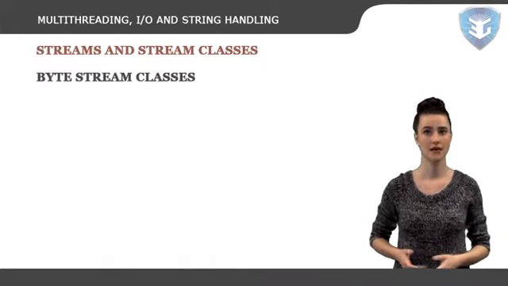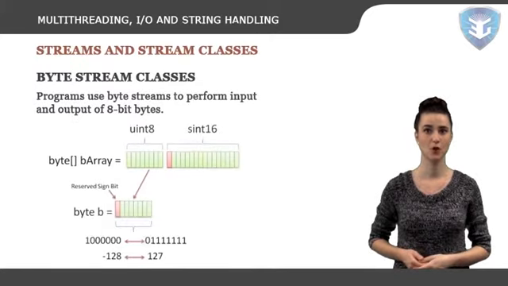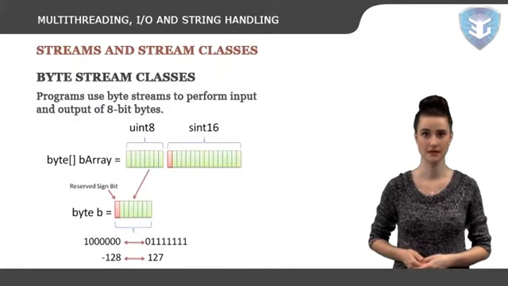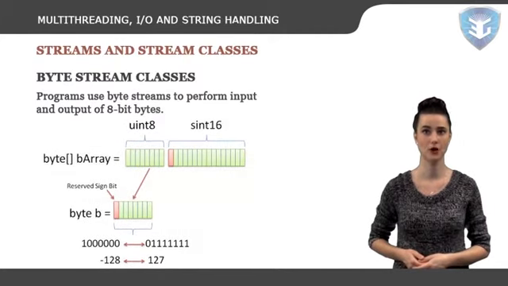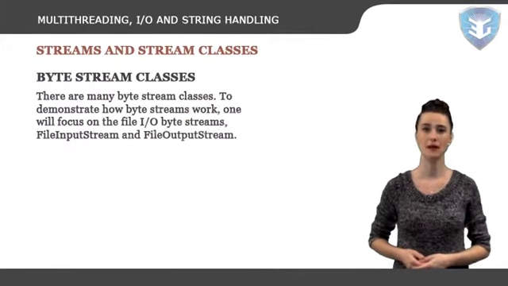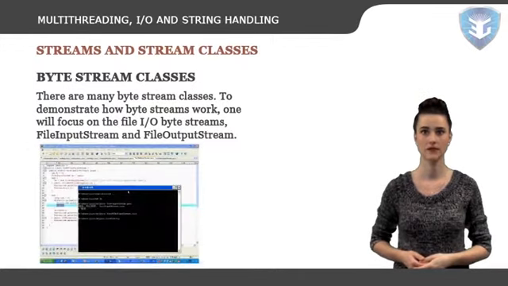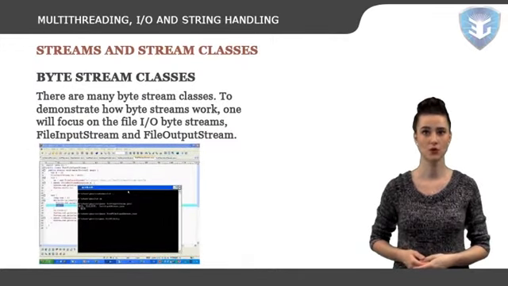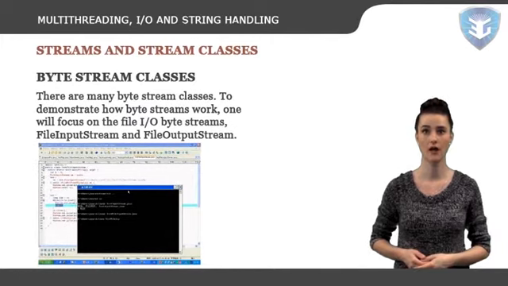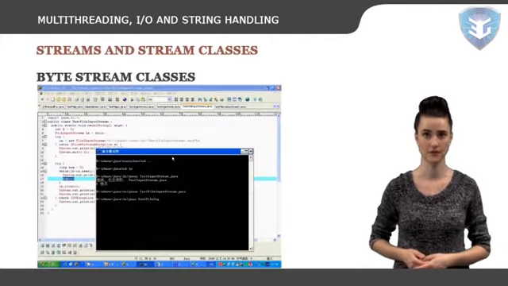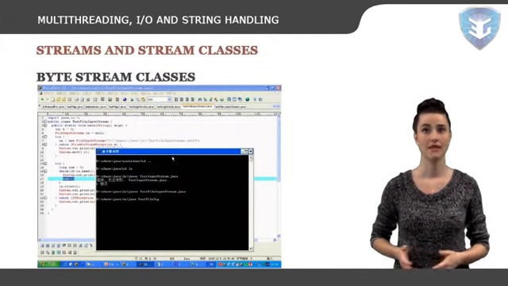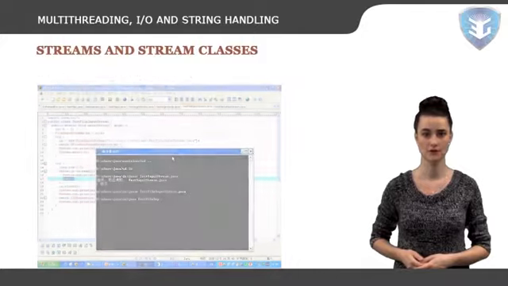Let's understand about byte stream classes. Programs use byte streams to perform input and output of 8-bit bytes. All byte stream classes are descended from input stream and output stream. There are many byte stream classes. To demonstrate how byte streams work, one will focus on the file I/O byte streams, file input stream, and file output stream. Other kinds of byte streams are used in much the same way. They differ mainly in the way they are constructed.